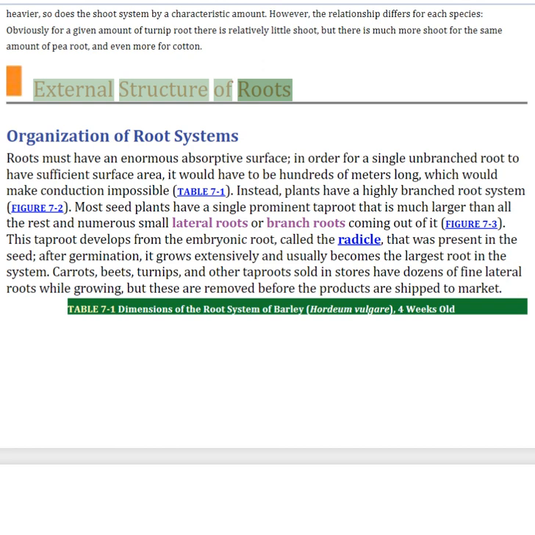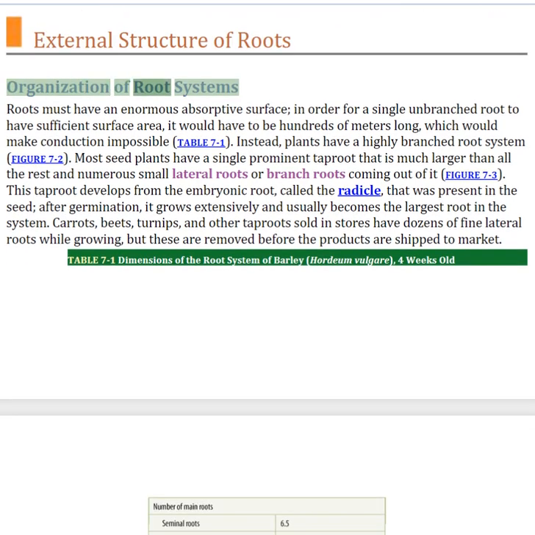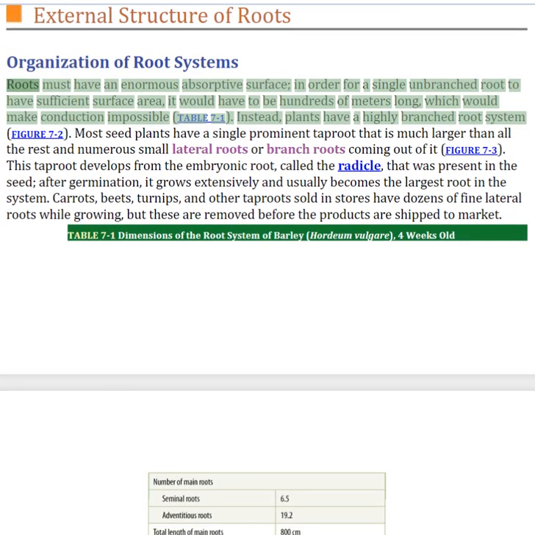External structure of roots. Organization of root systems. Roots must have an enormous absorptive surface. In order for a single unbranched root to have sufficient surface area, it would have to be hundreds of meters long, which would make conduction impossible. Instead, plants have a highly branched root system.